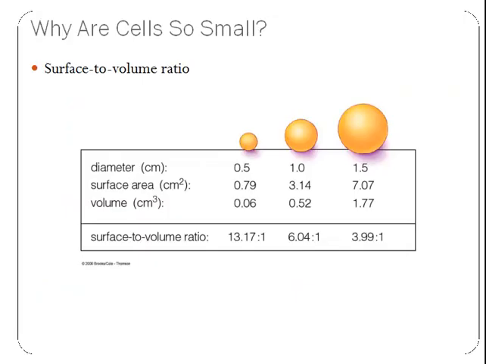Why are cells so small? It has to do with surface to volume ratio. The smaller a cell is, the more surface it has on the outside compared to the volume inside. As it gets bigger, that ratio changes, and it becomes more difficult for the cell to get rid of waste products and also to have enough surface area to bring in nutrition and other things into the cell. So cells remain small because of that surface to volume ratio problem.